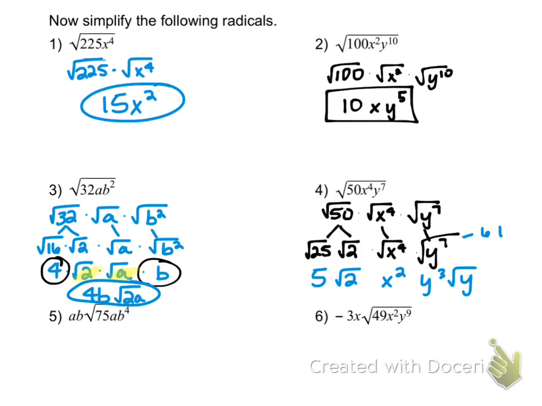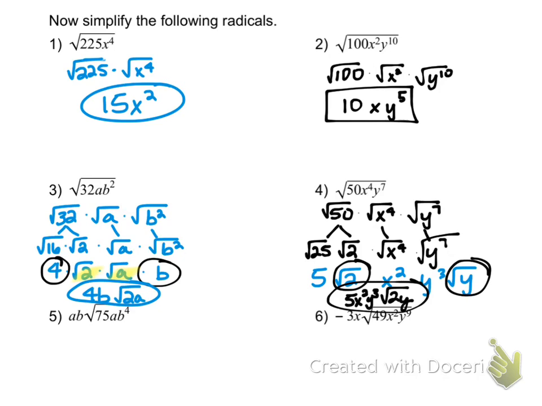All right. So now everything that's underneath the radical can go together, so square root of 2y, and then everything that's outside of the radical can come out here. So 5x squared y to the 3rd times the square root of 2y.